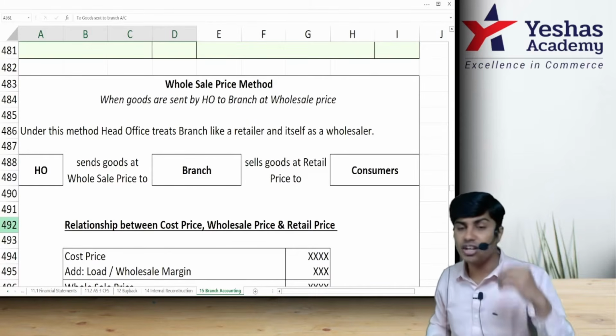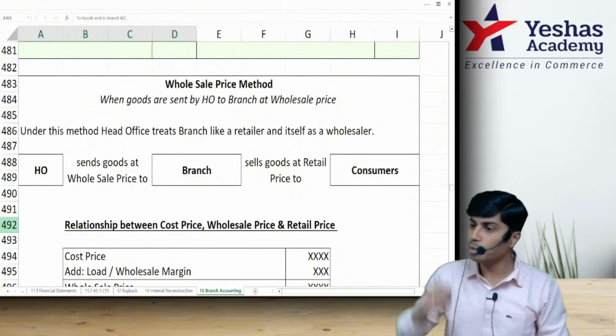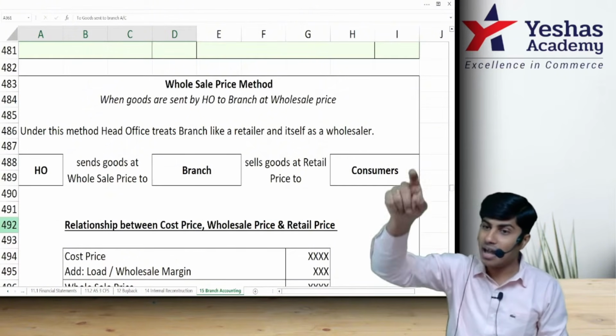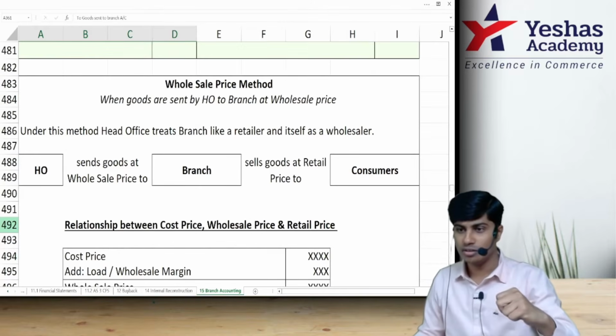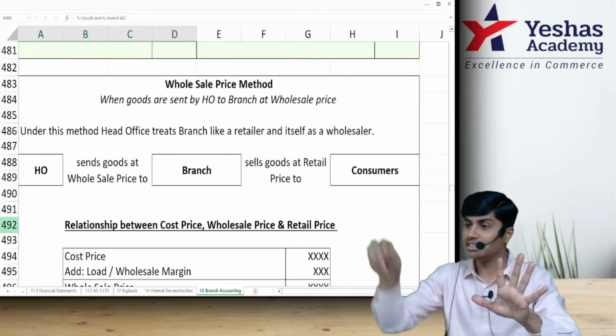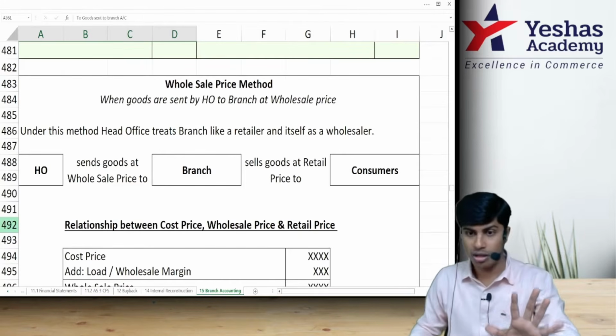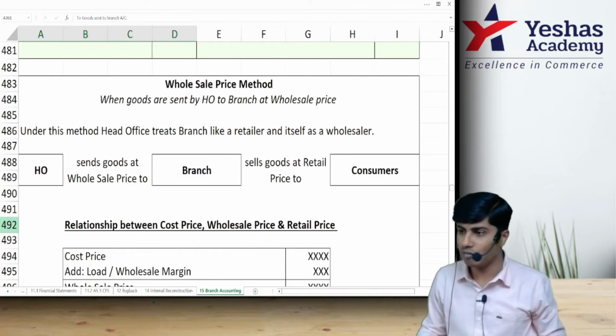Head office, on every unit sent to the branch, will record 130 rupees sale price, booking 30 rupees profit. Later, when the branch sells the goods to the customer at 150, the branch will book 20 rupees profit. So the same 50 rupees profit as under the debtor system, stock debtor system, final account system. There, the branch used to book the full 50 profit and that was later transferred to head office.